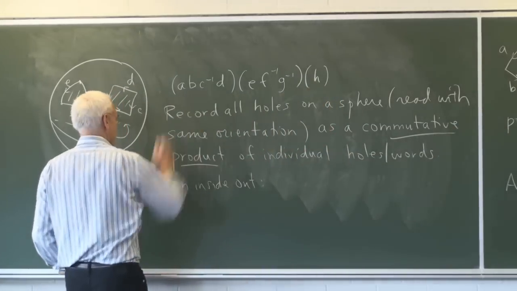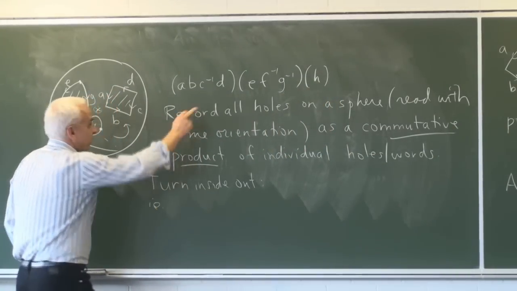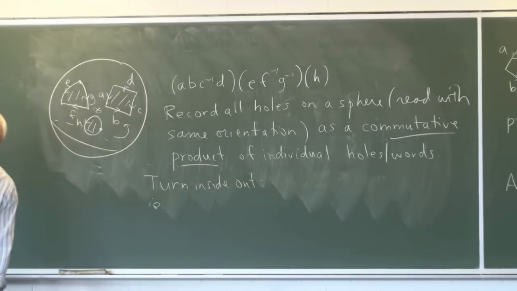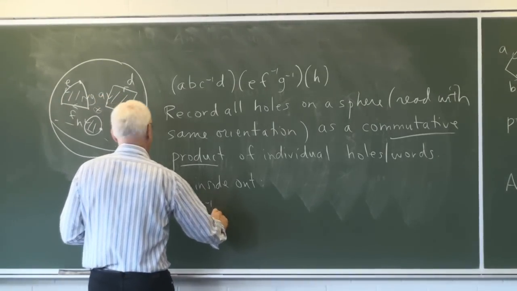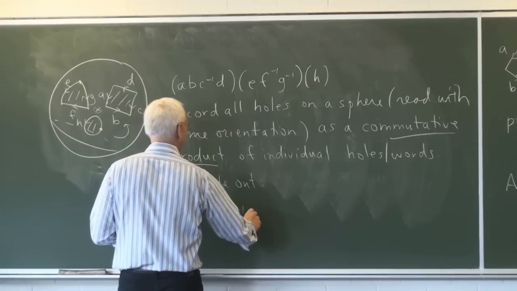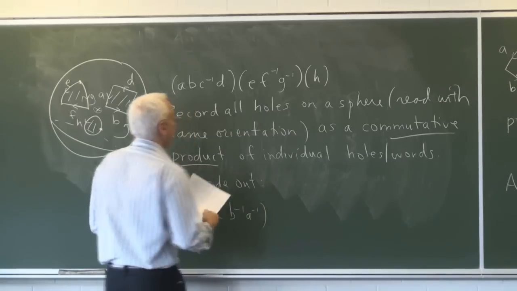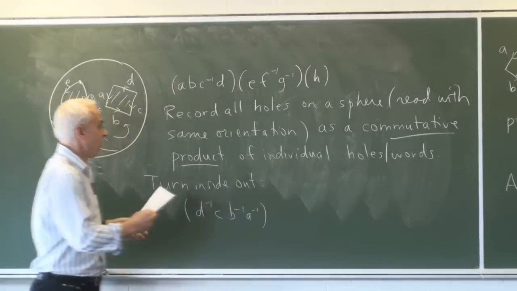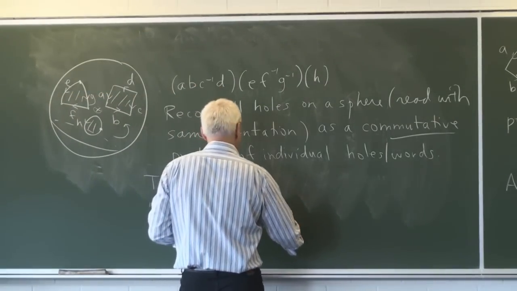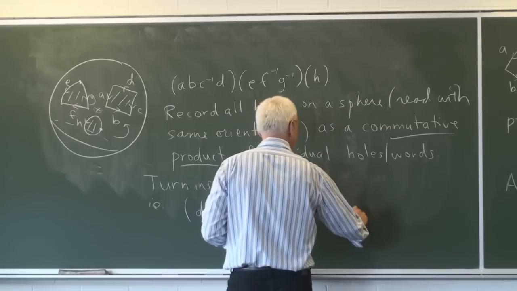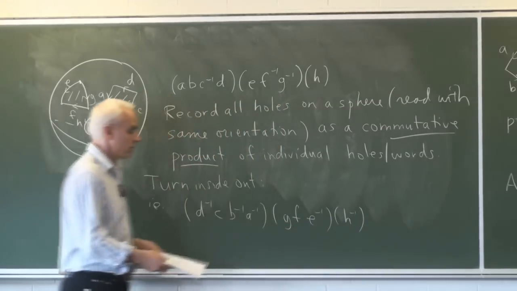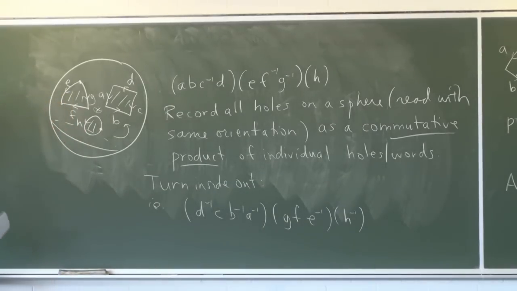So in this case here, we would get, say, D inverse C, B inverse, A inverse. It's easiest just if you read it backwards. G, F, E inverse, and H inverse. So that's a sphere with holes.